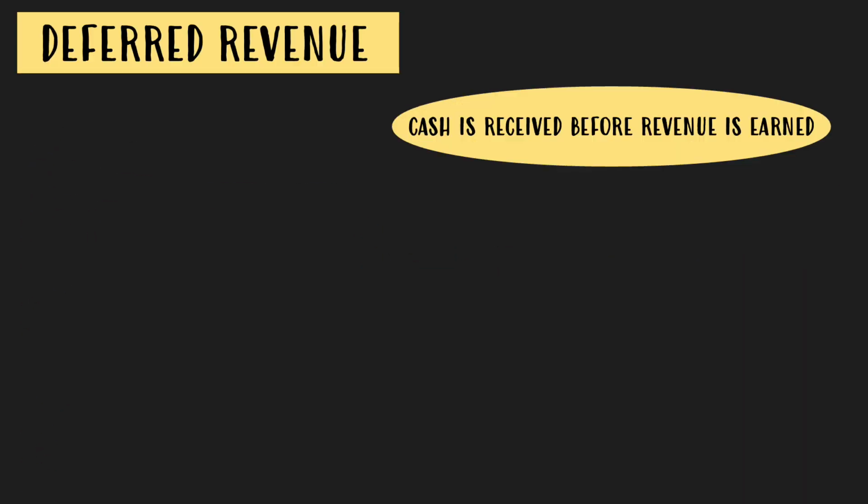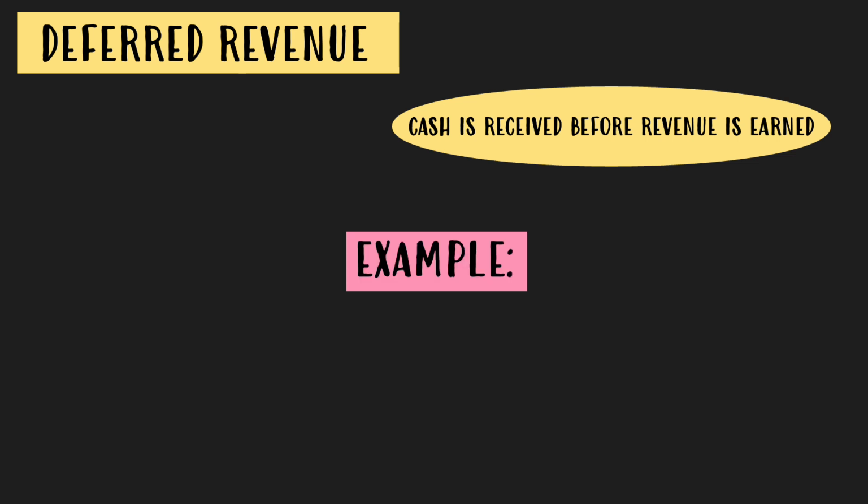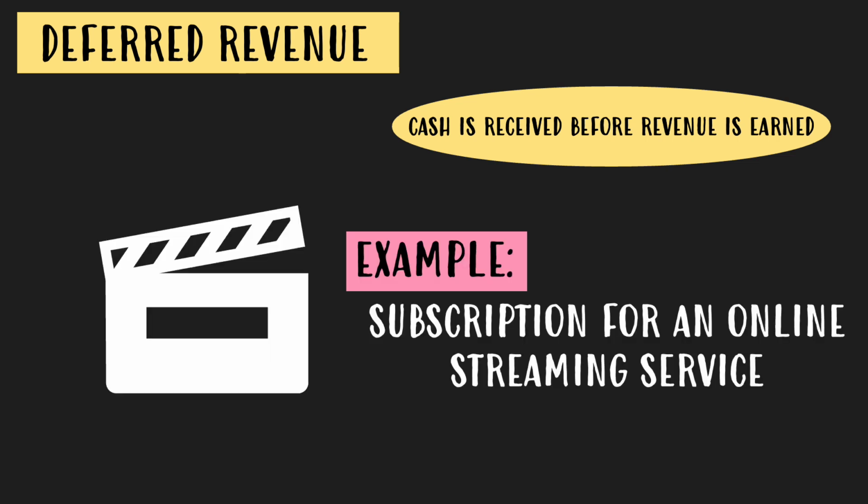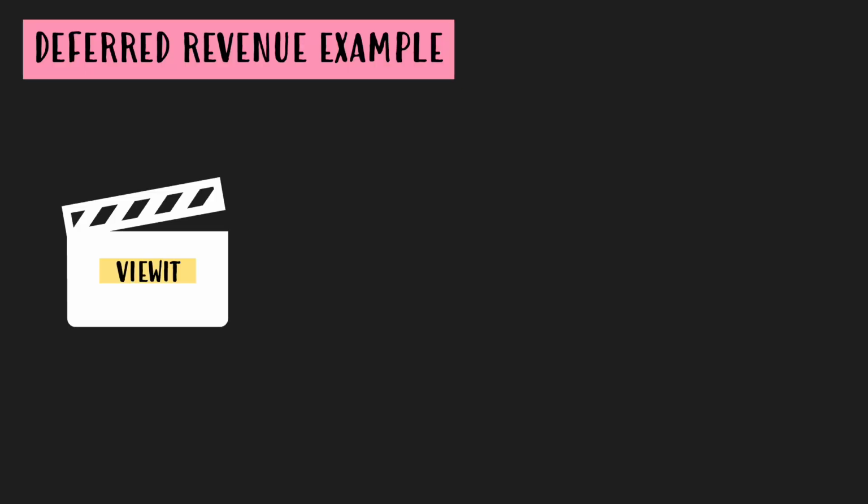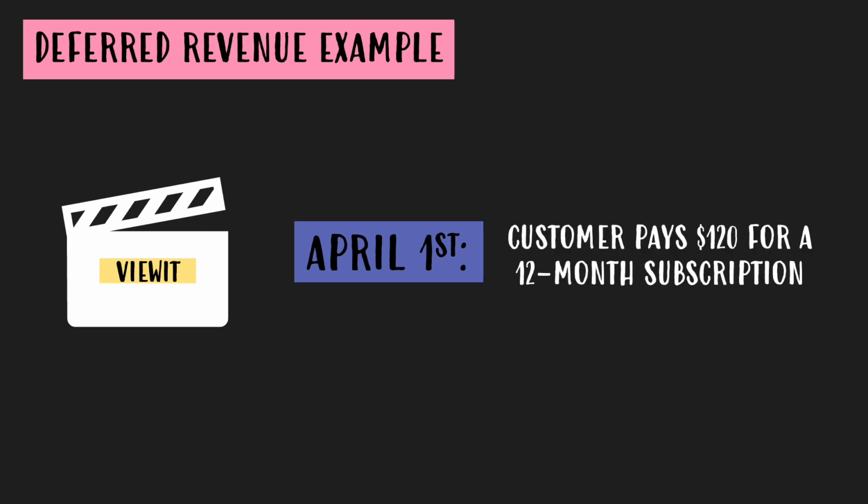When cash is received before revenue is earned by a business, it is known as deferred revenue. An example of this is a subscription for an online streaming service. For the streaming service Zeaiter, subscribers pay a fee in order to access the streaming service for the following year. On April 1st, a customer pays Zeaiter $120 cash for a 12-month subscription to their streaming service.